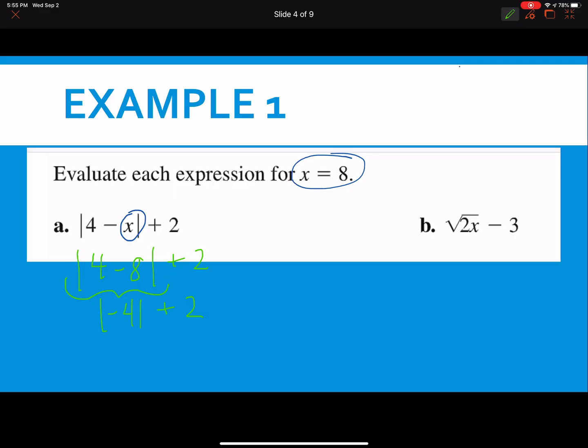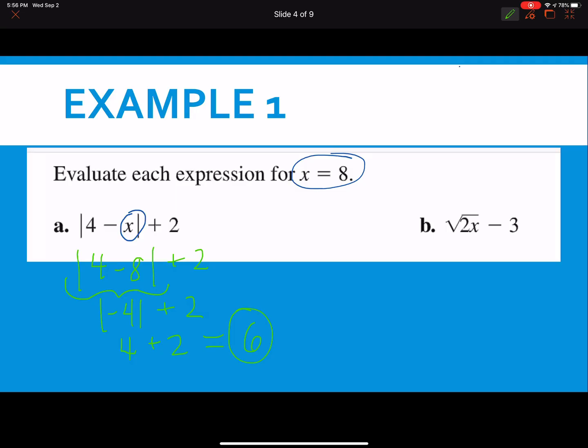Now, when we're talking about absolute value of -4, we're measuring the distance on a number line that -4 is from 0. So if I started at 0 and I moved to -4, I would have moved 4 units. If you'll remember, we can't measure distance in negative values. That's why a lot of us remember that absolute value is always positive, because that's how we measure distance. So the absolute value of -4 is +4, and then we're going to add 2 to that, and we're going to get an answer of 6.